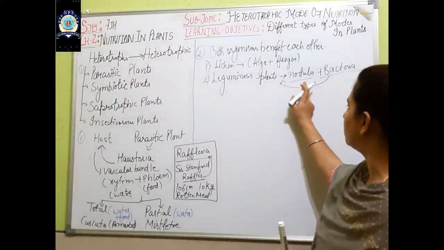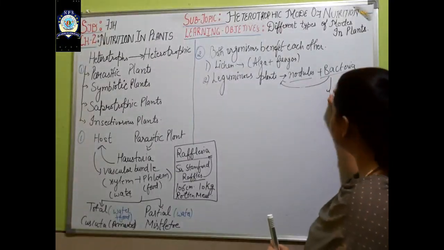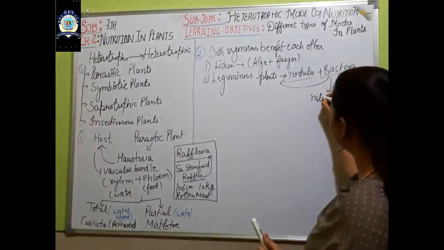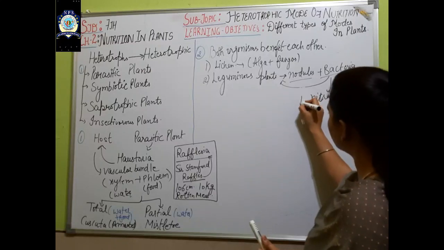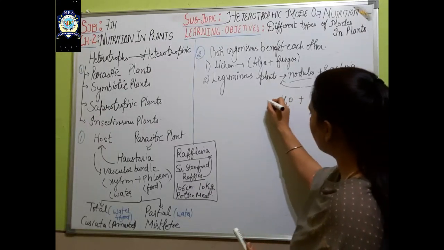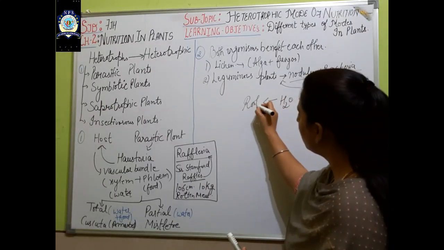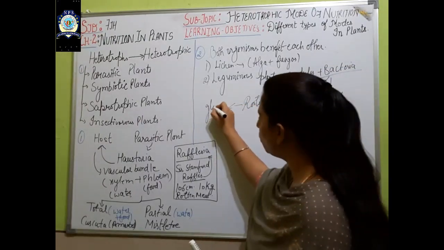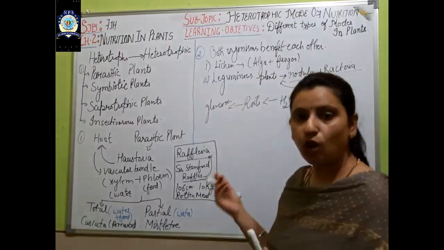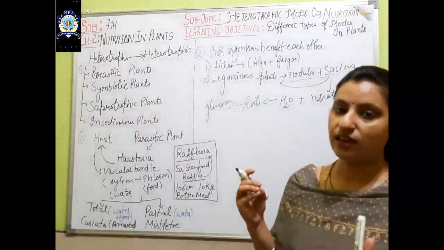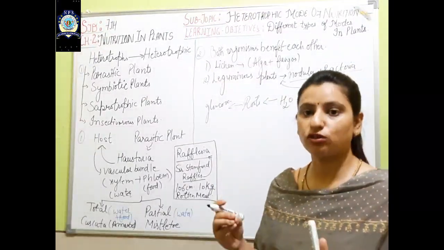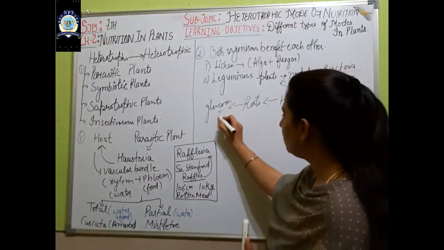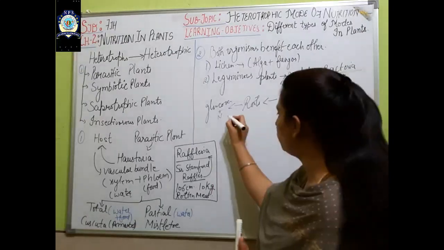Okay, and this bacteria will convert the atmospheric nitrogen into nitrates, and these nitrates combine with the water and are absorbed by the roots. When the roots absorb the nitrates, they combine with the glucose which is formed by photosynthesis in the leaves, and this glucose, when combined with the nitrates, leads to the formation of proteins.